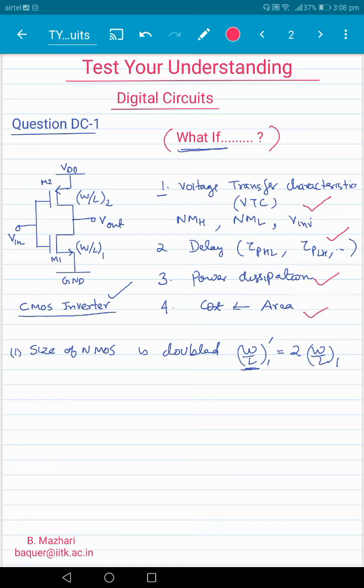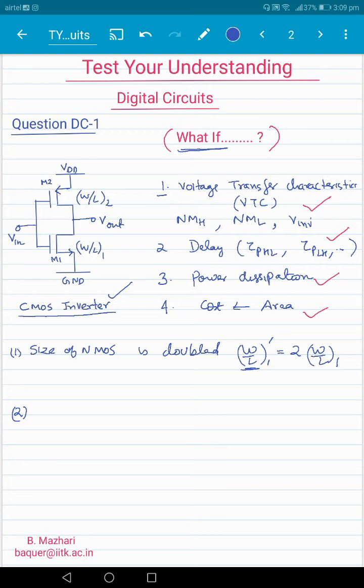So if you can do that, then that would be a good test of your understanding, that you understand the CMOS inverter quite well, that you can predict that if you change something in the CMOS structure of the inverter, then you can tell what would be the consequences of that particular change.